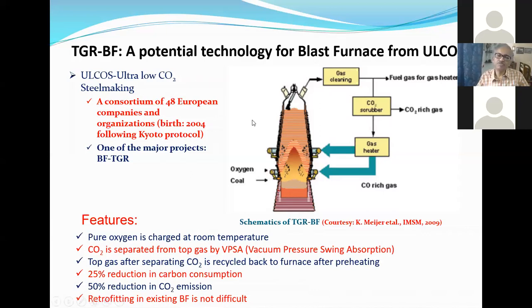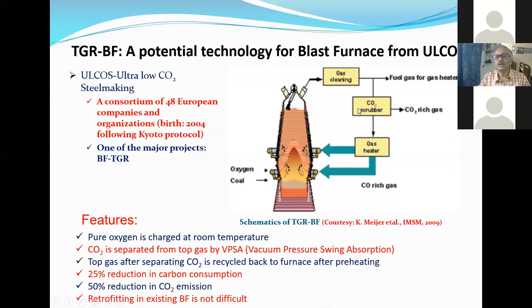So they came up with an idea that is called top gas recycling. What they basically do is take out the exit gas, and after gas cleaning, you scrub off the CO2. Obviously the gas will be rich in carbon monoxide, and you can find here we are charging the oxygen, not the air blast. As a result, you don't have the nitrogen dilution of the exit gas. So there is no nitrogen in the exit gas, only CO and CO2.